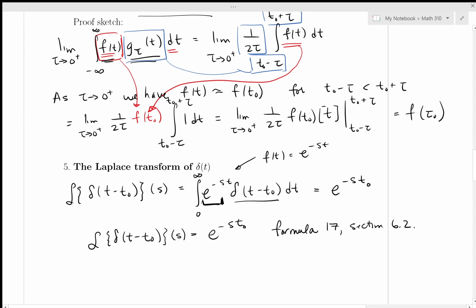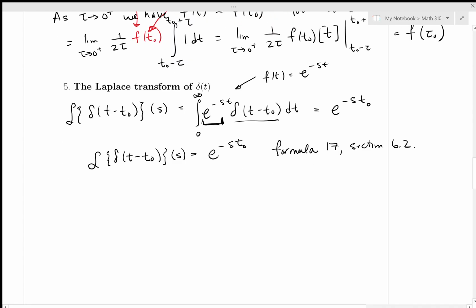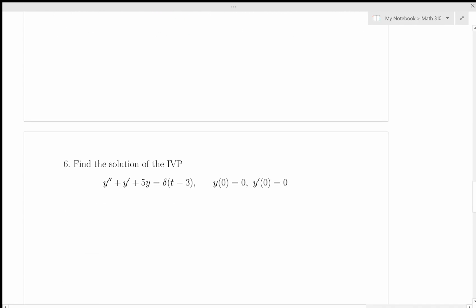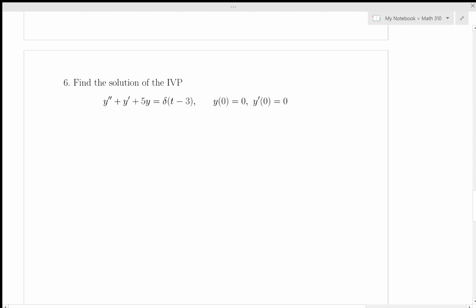Okay. So now what we can do is solve any initial value problems that have these impulsive forcing functions. That's our goal here. Let us do one of those right now. This is also going to serve as a review of how to solve a constant coefficient second order differential equation with the Laplace transform.